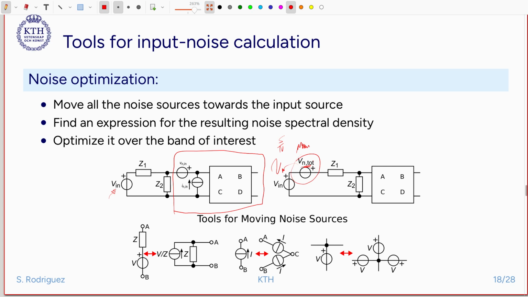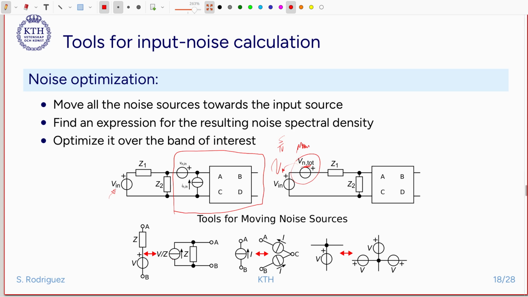And the tools that we will use for that are basic tools that most probably we studied in the basic electrical principles courses. The first tool is the Thevenin to Norton transformation. So when we have a voltage source in series with an impedance, we can convert it to a current source in parallel to the same impedance. And for the conversion, the current source will be equal to the voltage source divided by the impedance.